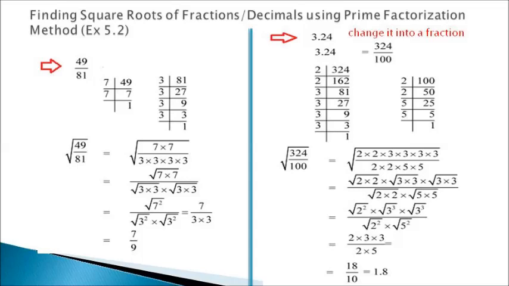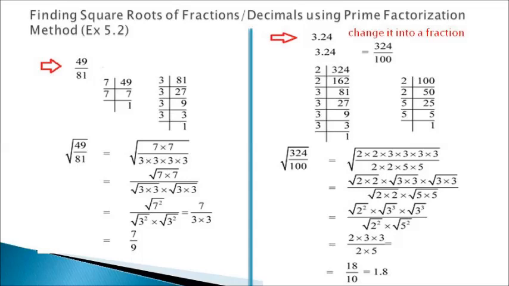What if the given number is a fraction or decimal? How will we find the square root of such numbers? Let's look at the first example, which is a fraction, 49 over 81. In such cases, we will do prime factorization of both numbers separately. After finding the prime factors of both numbers, the remaining steps will be the same.